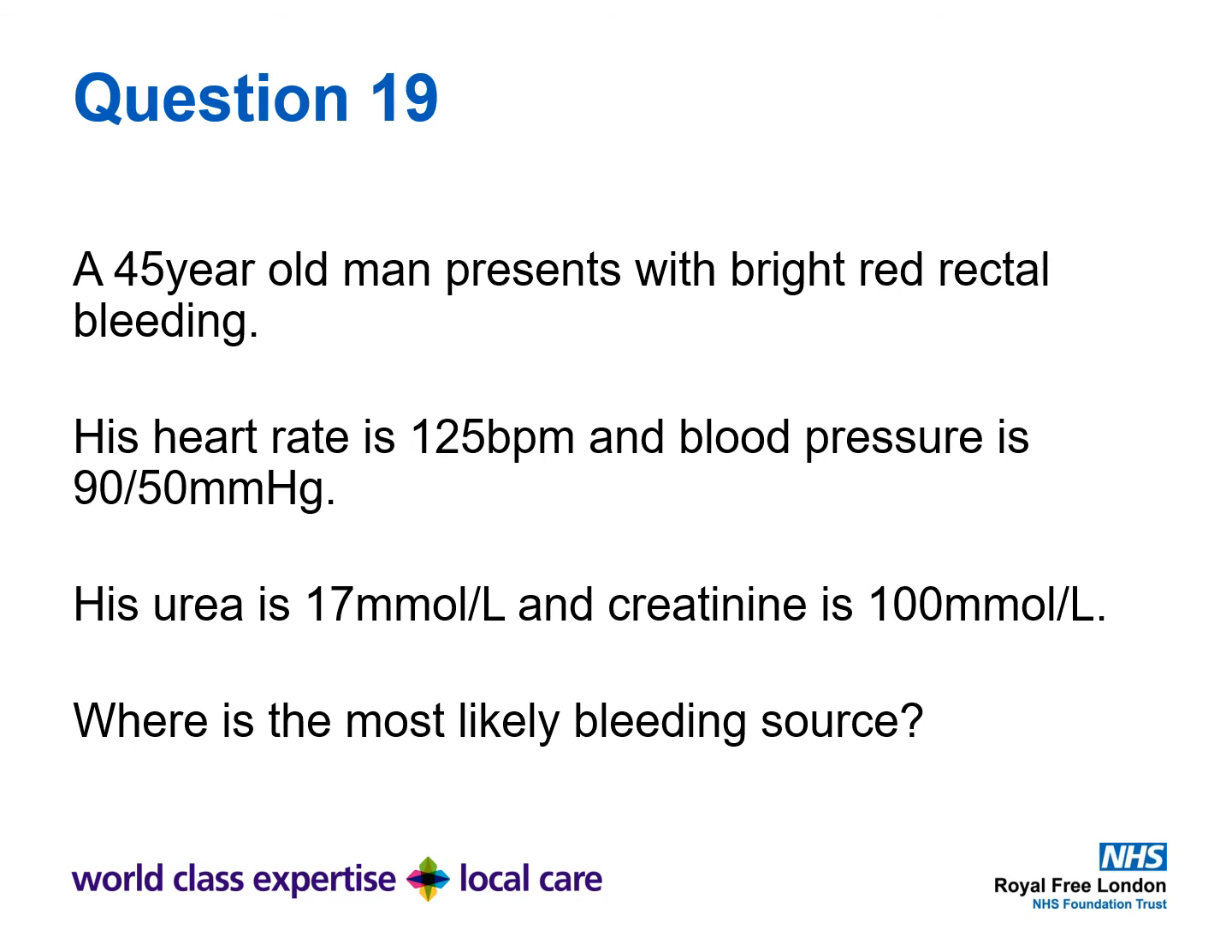Question 19. A 45-year-old man presents with bright red rectal bleeding. His heart rate is 125 and blood pressure is 90/50. His urea is 17 millimoles per litre and creatinine is 100 micromoles per litre. Where is the most likely bleeding source?